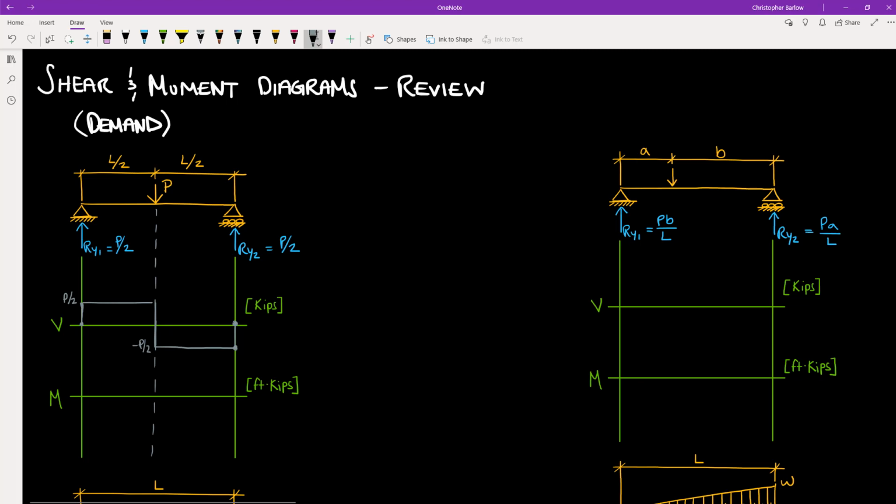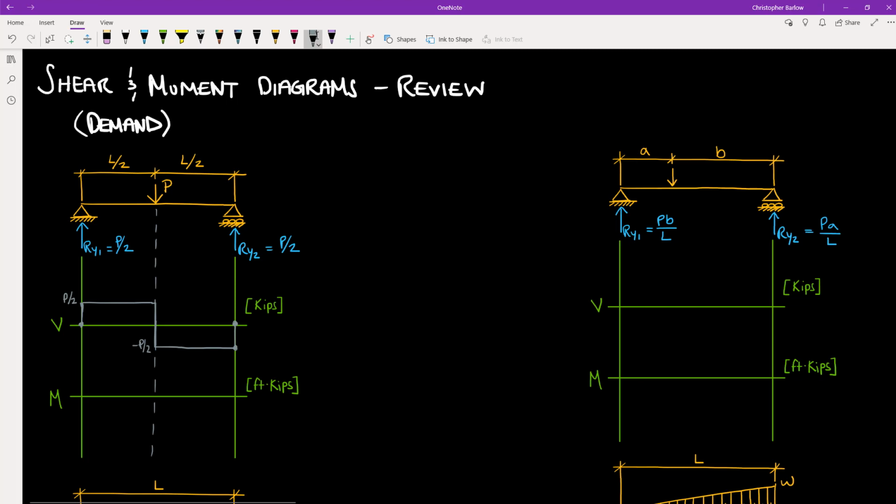A note for this shear diagram, we should always start and end at 0. If we don't start and end at 0, then we have done something wrong with our reaction calculations, and we should go back and review. But in this case, we started and ended at 0, so everything checks out.